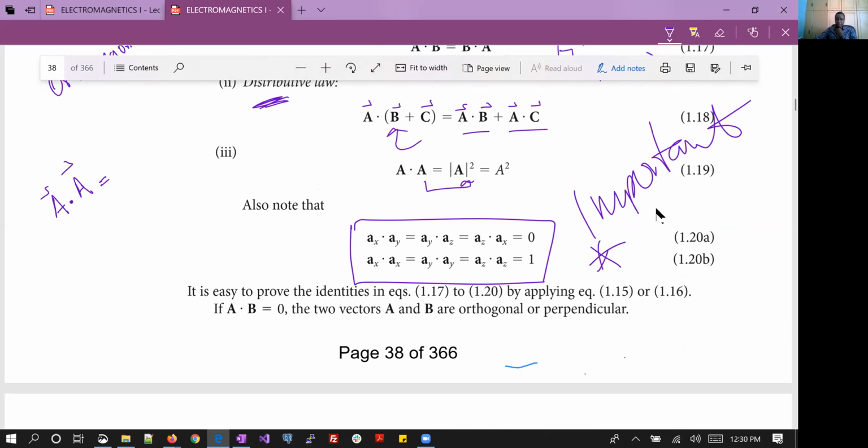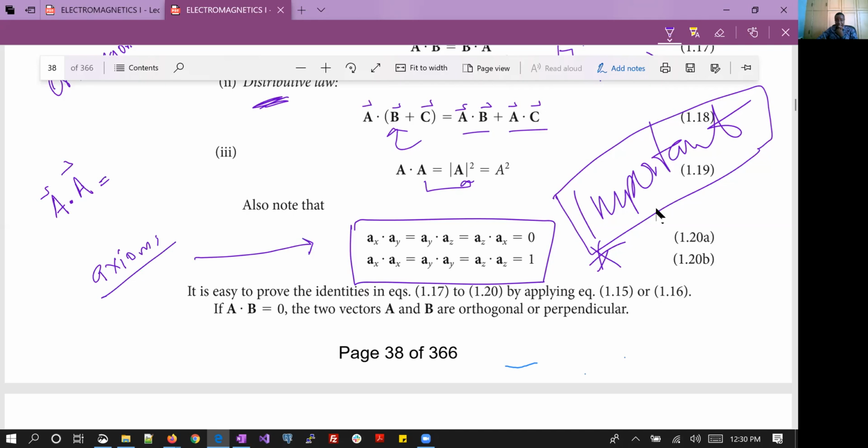Now here are some laws that we apply with the vectors, and I have added a comment here saying that this is a very important law. In my other classes, someone called them axioms. I don't know whether we can adopt that term, but it is very important. Here is the idea: if you have the same unit vector dotted with a different unit vector, or a unit vector in a different direction, the answer will always be 0. So if it is ay dot az, or az dot ax, the result will always be 0.